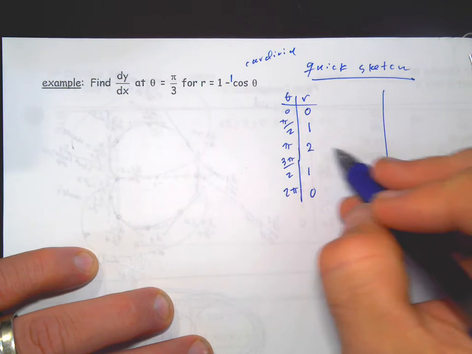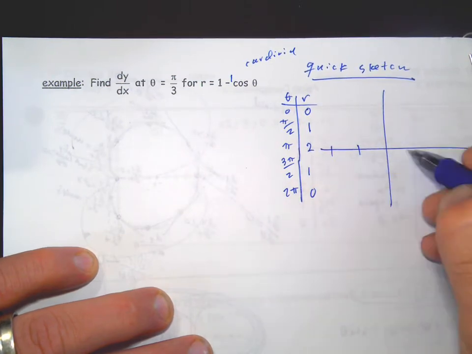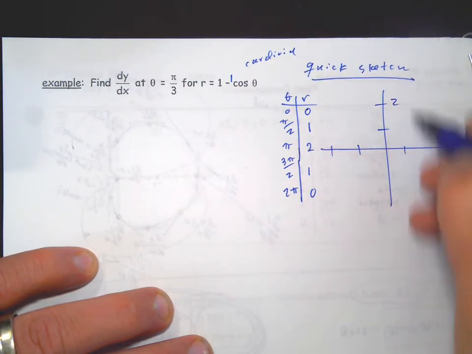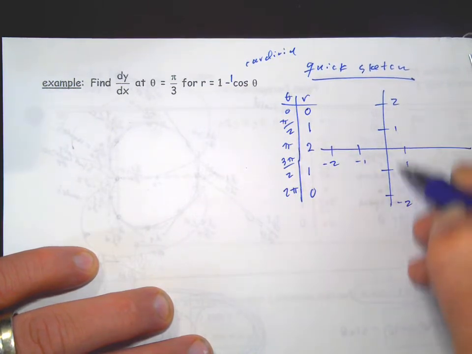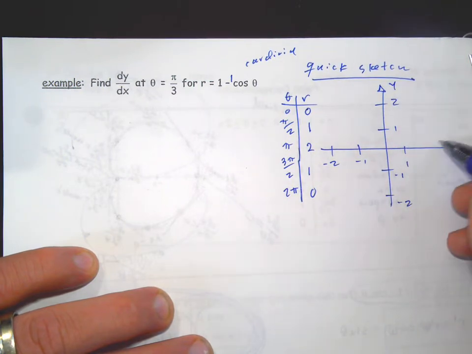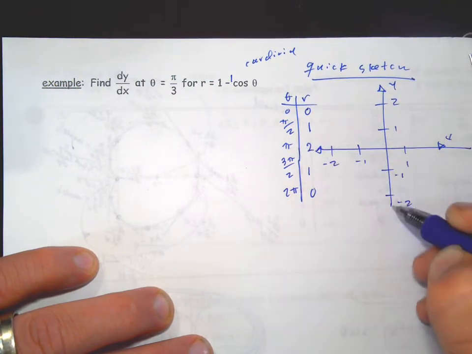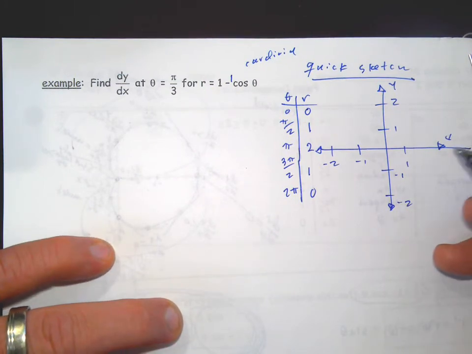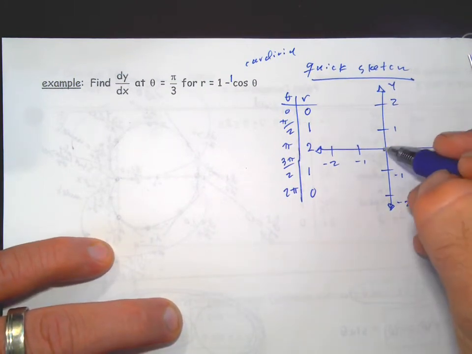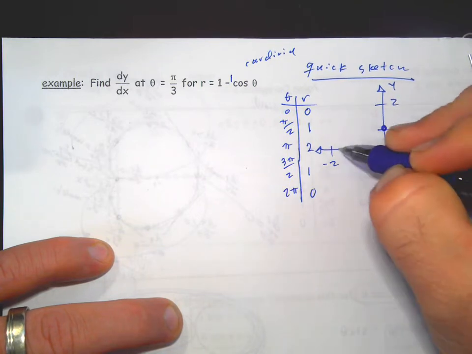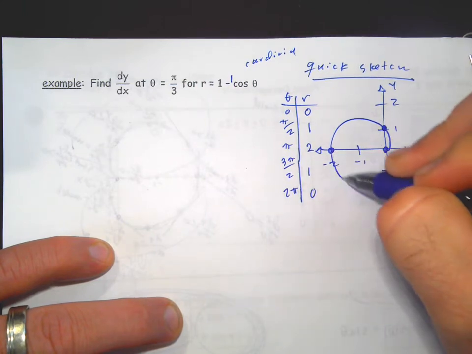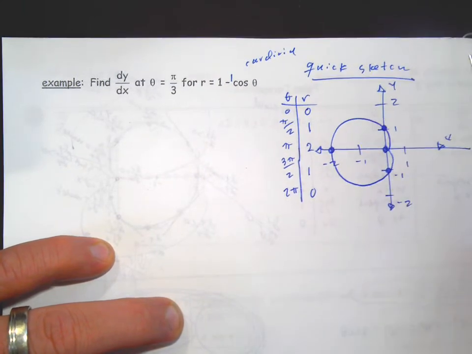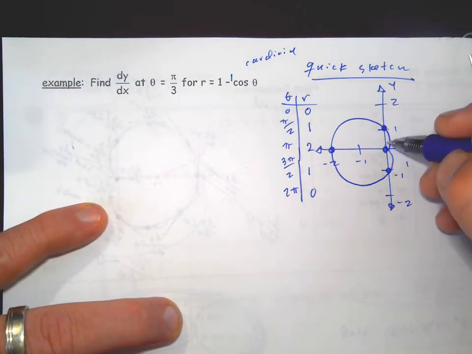So, quick sketch. It's going to be bigger in the left direction. Sometimes they might give you actual sketches already on the homework, which is nice. But so: 0, 0; pi over 2, 1; pi, 2; 3 pi over 2, 1. So the graph looks like that. That's it. Quick sketch.